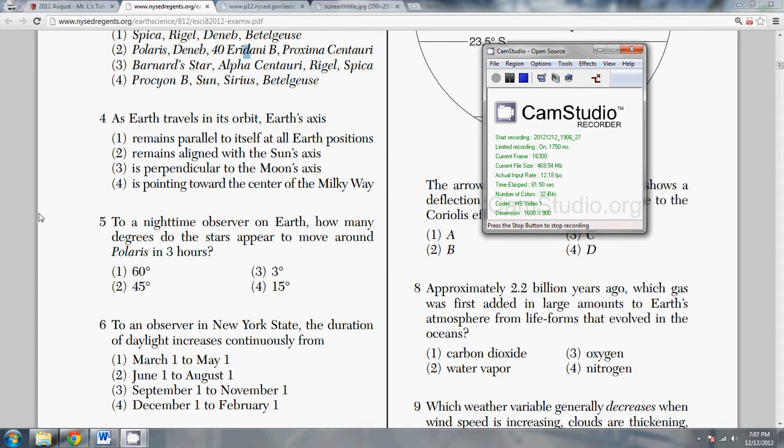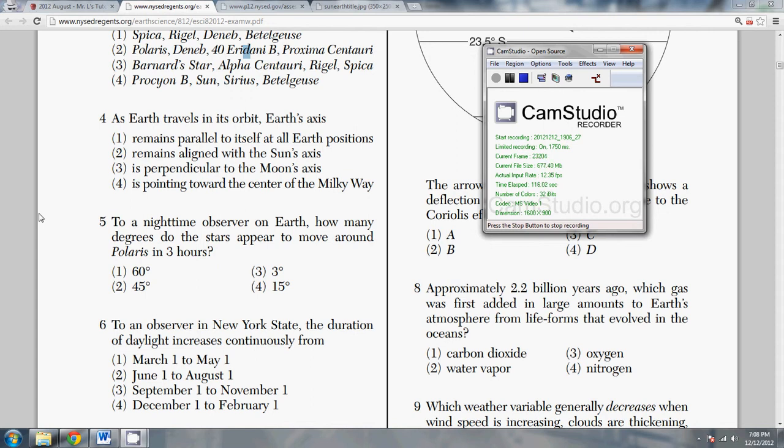Number 3 is perpendicular to the moon's axis. No. It's hard for me to explain some of these things because I know you guys see them. It's not perpendicular to the moon's axis. I think that's something that you guys probably just know. The moon doesn't influence us. We influence the moon.